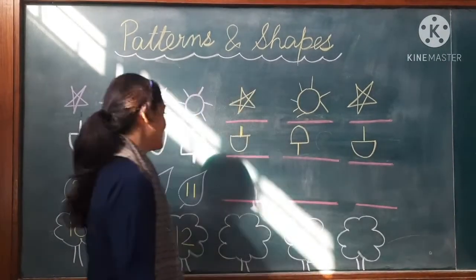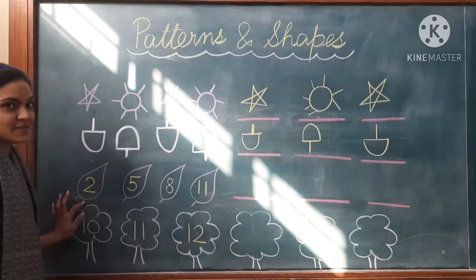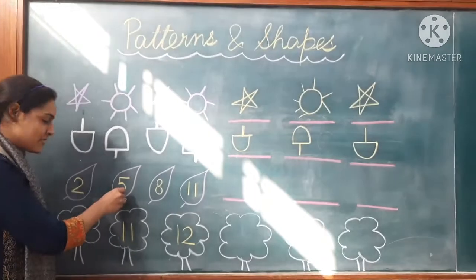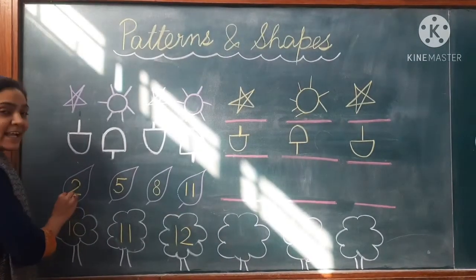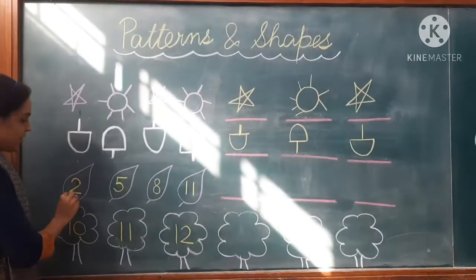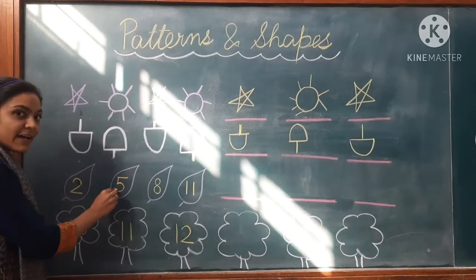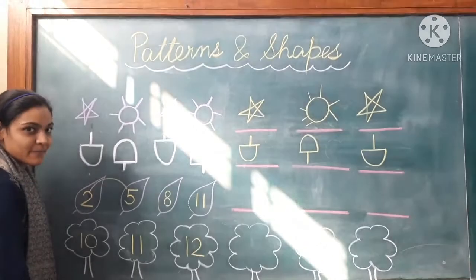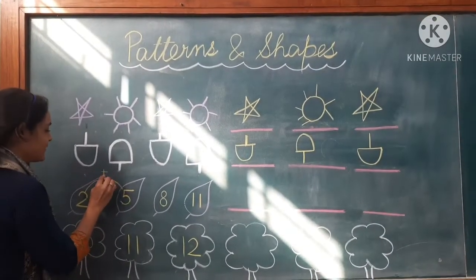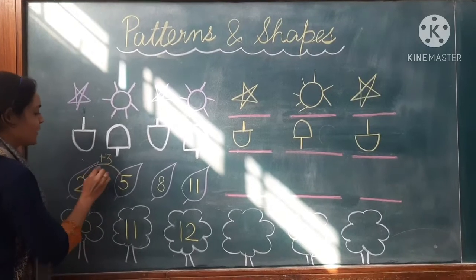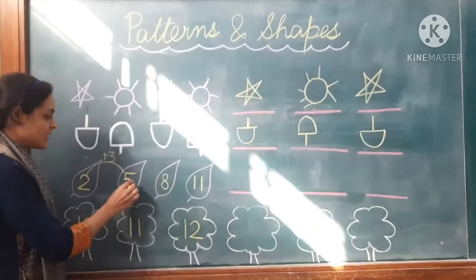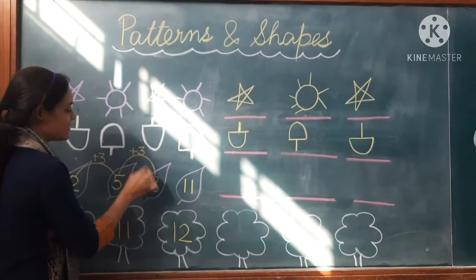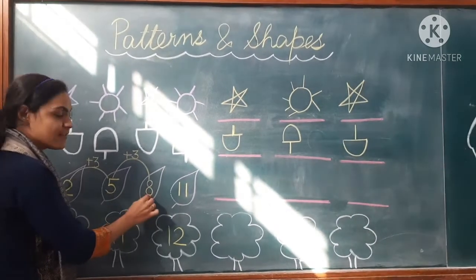Okay. Now the next sequence. See, a leaf is there and some numbers are also written in the leaves. तो देखो, leaf के अंदर पहला नंबर क्या लिखा है? 2. And after 2 what is the number? 5. तो हम 2 में कितना ऐड करेंगे कि 5 बने? Yes, we'll add 3. So 2 plus 3 will give us 5. And 5 plus 3 will give us 8.